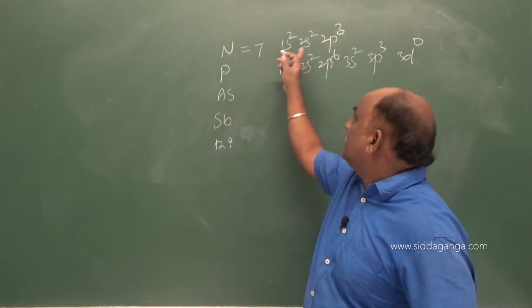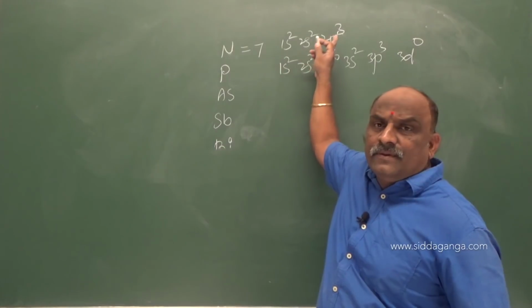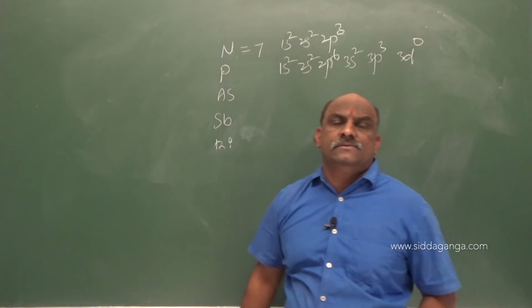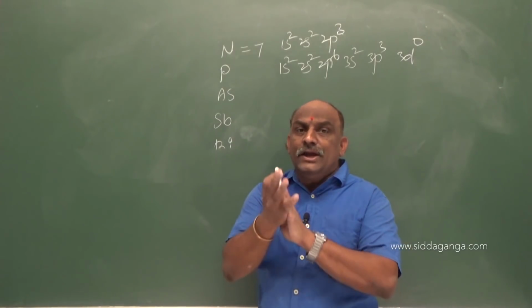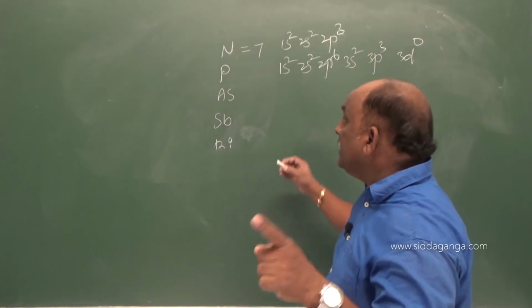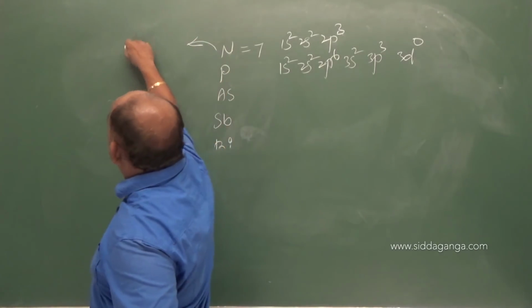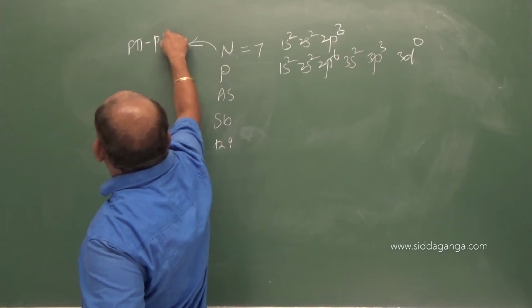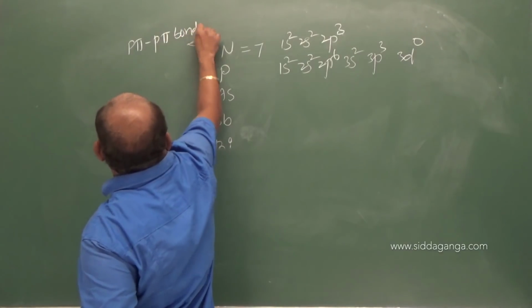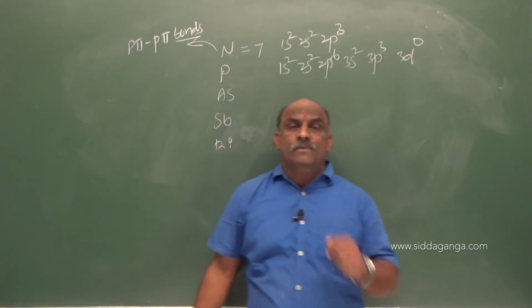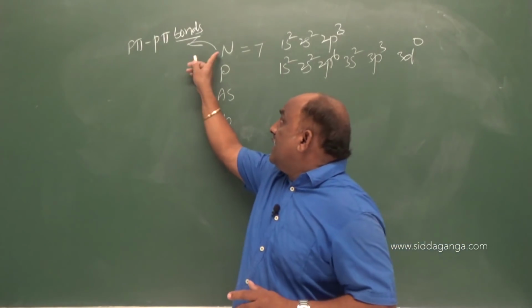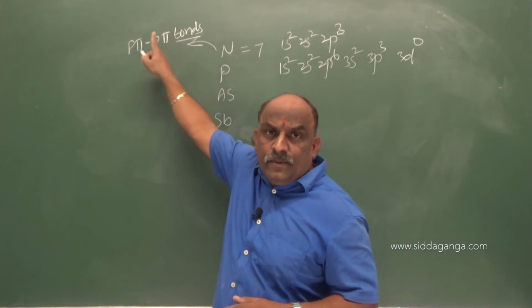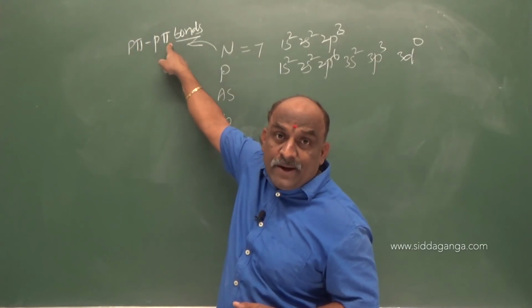So nitrogen atom doesn't have d orbitals. So nitrogen is ready to form only p pi bonds. Very important, my dear students. Make a note regarding this. Nitrogen atom ready to form p pi bonds.